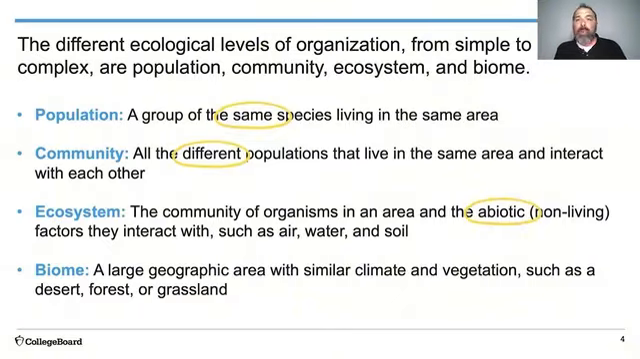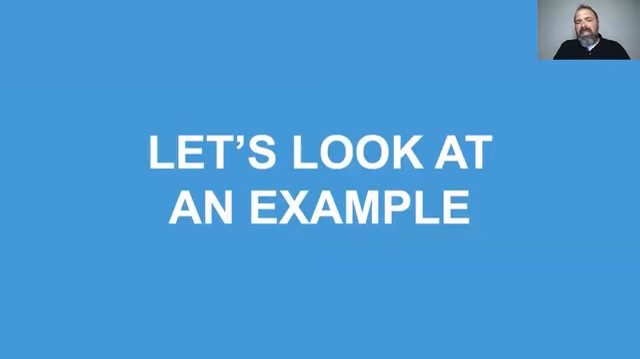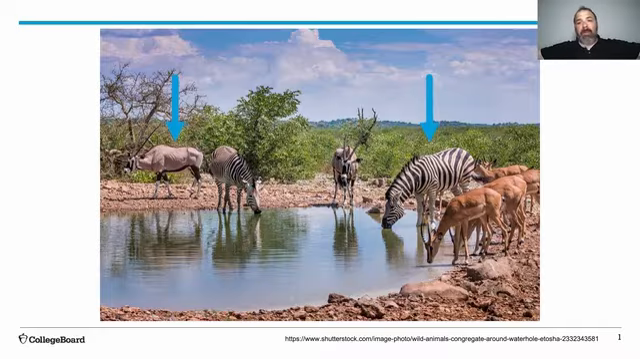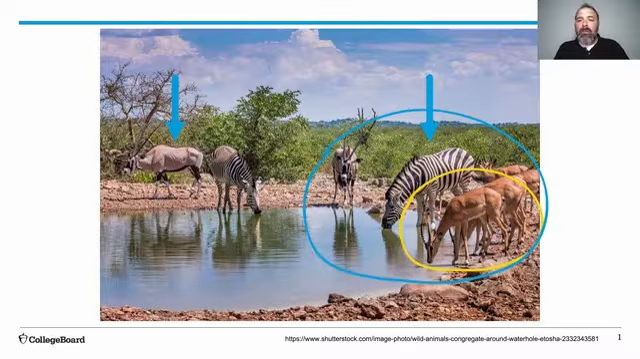You may have learned about these in previous courses: deserts, forests, and grasslands. So let's look at an example. Here's a watering hole somewhere in Africa. If we check out these arrows, those are definitely populations. We've got 2 different populations: zebras and a different type of ungulate. We have another group over here. And as you can see, they're all hanging out at this water hole, playing nice. Then we group them together. That's the community, right? The community is all those different populations interacting with each other.